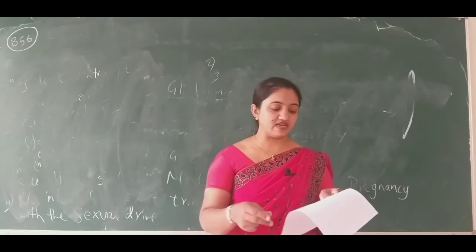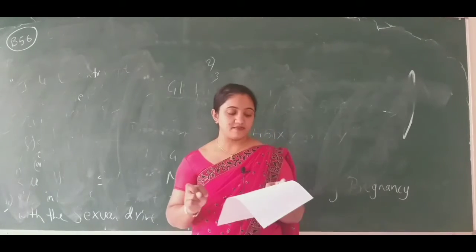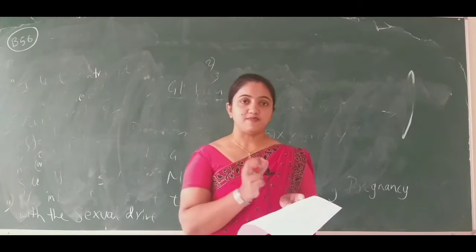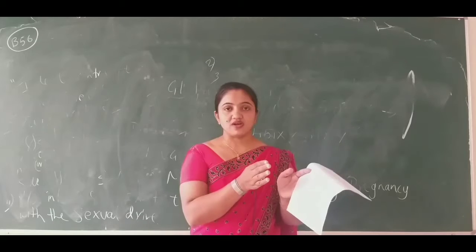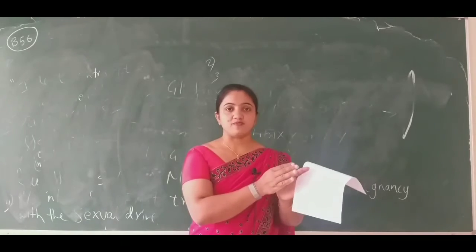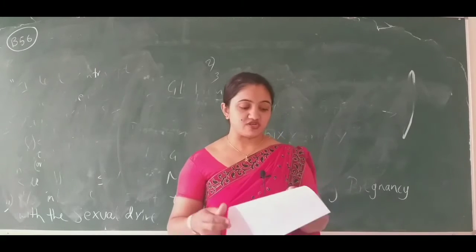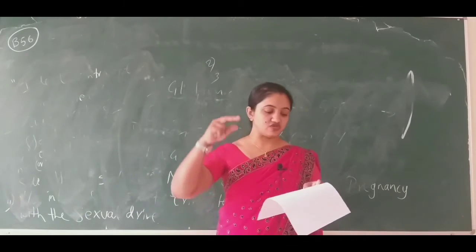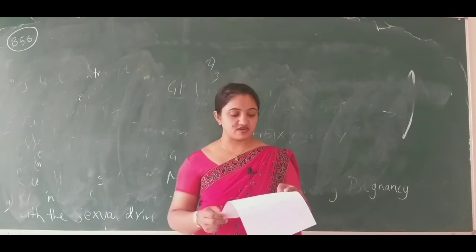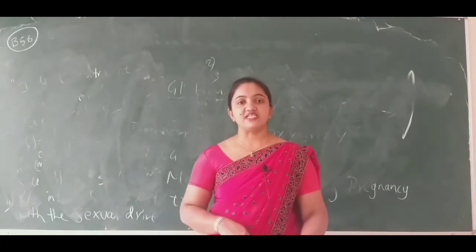One more reason you can write in this answer is an increase in the number of people in reproducible age. The people in middle age, in the sense of reproducible age, their population is more. Because of that, the population explosion is increasing, reaching the maximum.